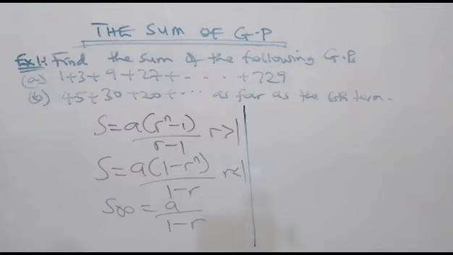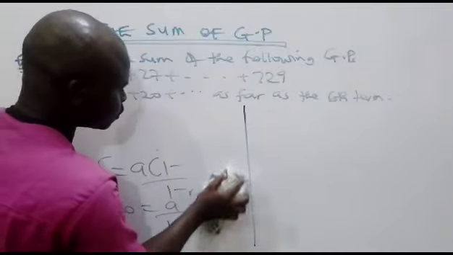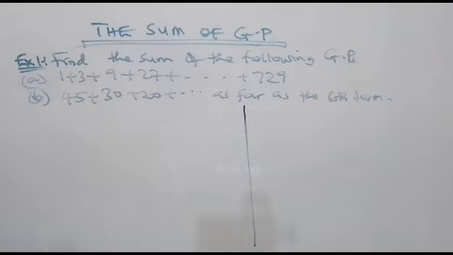It is the value of R that will actually determine the formula that we are going to apply. So let's look at this example. There are two examples on the board. We want to find the sum of this GP, so there is a need for us to find R. Once we know R, that's when we can actually find the sum of the GP.